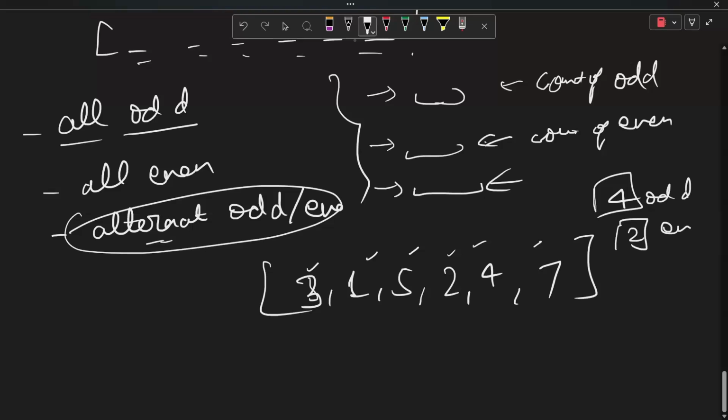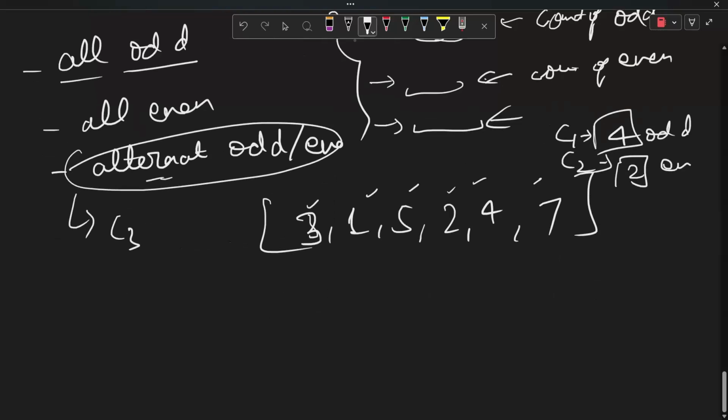Okay, let's try to analyze case 2. So this is case 1, this is case 2. Now how many case 3 do we have? For case 3 you need an alternate odd and alternate even. So you would just start with the first number. For the first number we can either pick even or odd. Whatever this number is, you would always pick it. So if it is an odd number, you would pick this.